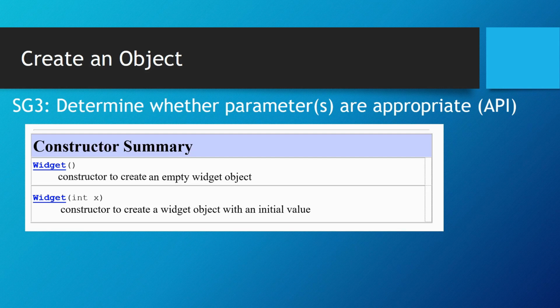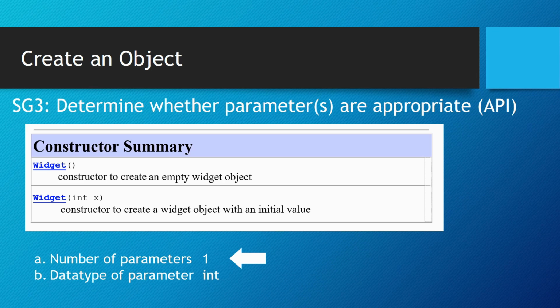Subgoal 3 asks us to determine whether the parameters are appropriate by looking at the API. Here is the API for the made-up widget class for constructing an instance. There are two constructors. First, we have the default constructor that creates an empty widget object. Then we have the second one that has one parameter, an integer, that creates an empty object with an initial value. This is the one we will choose.